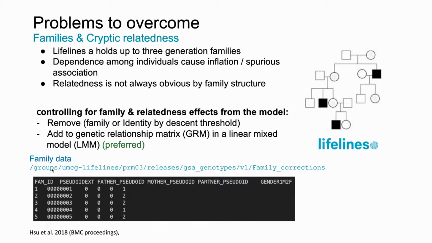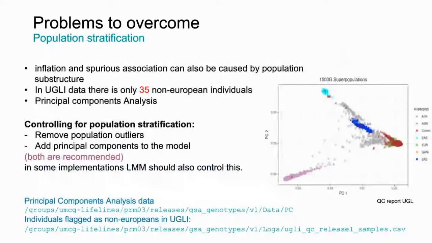Yeah, so that's the two ways that you can use to handle this. We have the family structure located here, if you're curious about it. And the genetic similarity matrix, you have to calculate it yourself. Well, we also have it, I will show it later.